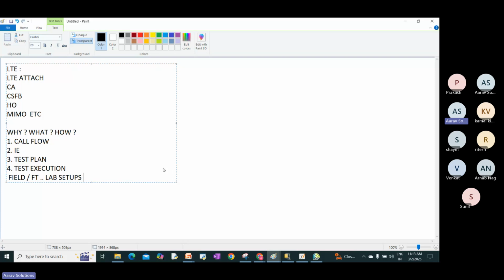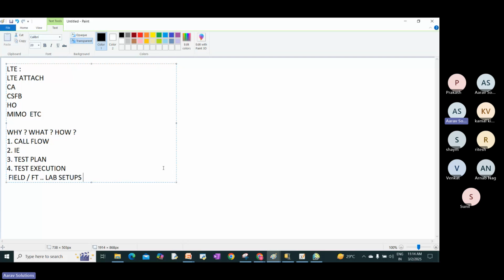We have to understand exactly what scenario we are performing in the lab and in the field. These are all things we have to understand and know, like how exactly we are taking care of all of them. These things we first have to understand thoroughly.